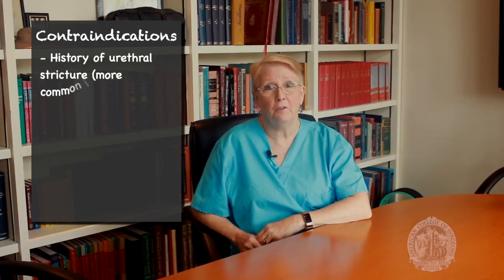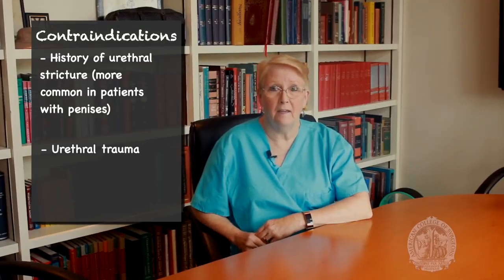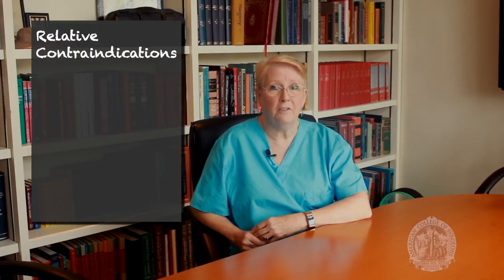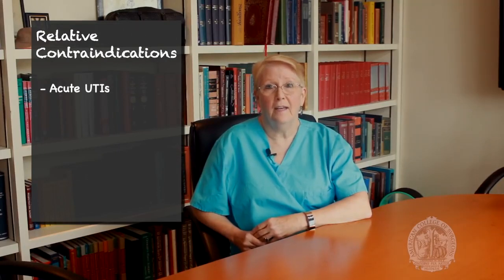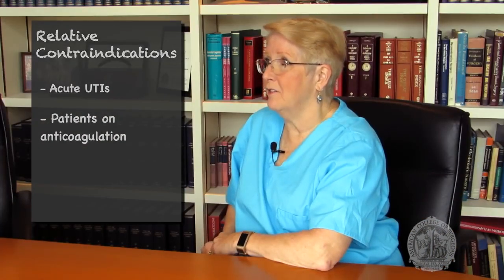Contraindications for placement of a urinary catheter include a history of urethral stricture, a urethral trauma, which you should suspect in patients with a high-riding prostate on rectal exam, blood at the urethral meatus, or perineal or scrotal hematoma or ecchymosis. Relative contraindications include patients with acute urinary tract infections and anticoagulated patients. Catheter-associated urinary tract infections, or CAUTIs, are a huge source of nosocomial infection and medical spending, so always think carefully if your patient truly needs an indwelling bladder catheter.